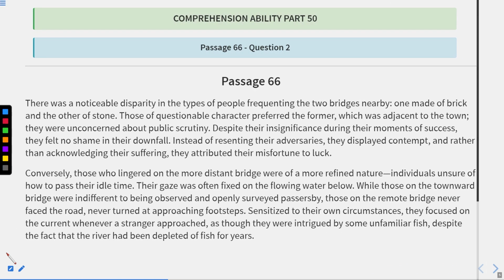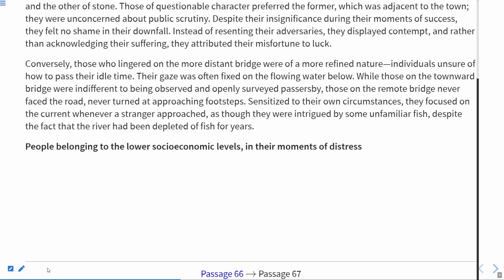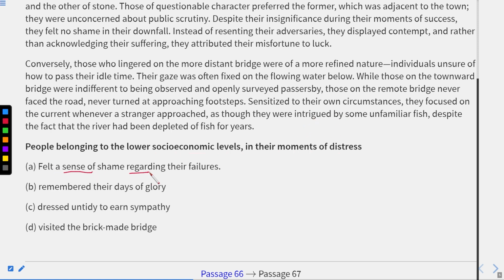Now let us move to the next question. People belonging to the lower socio-economic levels, in their moments of distress, what do they do? Now, lower socio-economic levels means they are not very rich. Okay, and in their moments of distress, whenever they feel sad, what do they do? Felt a sense of shame regarding their failures, remembered their days of glory, dressed untidy to earn sympathy, visited the brick made bridge.